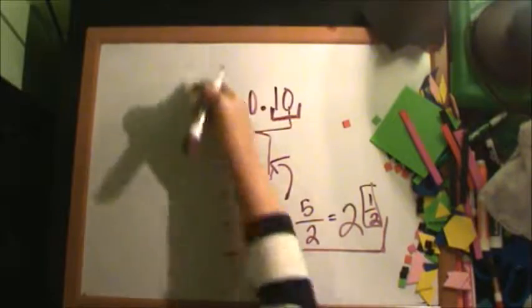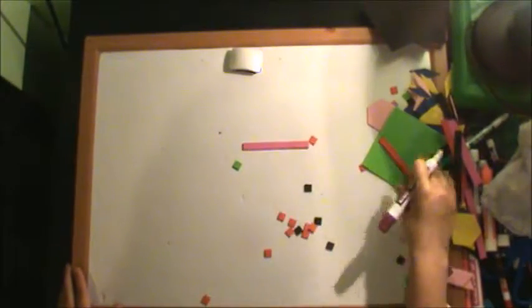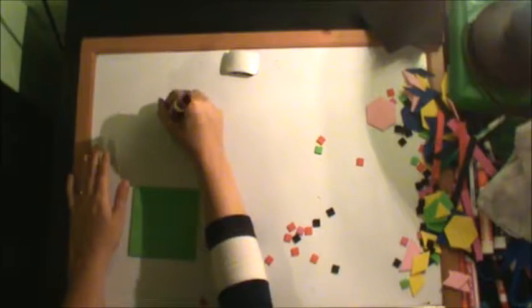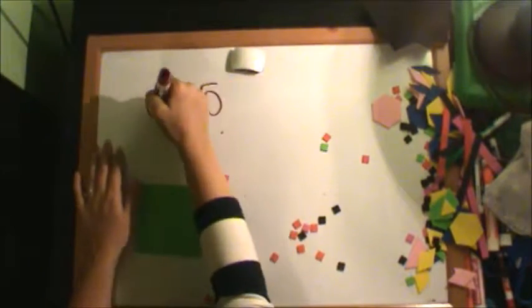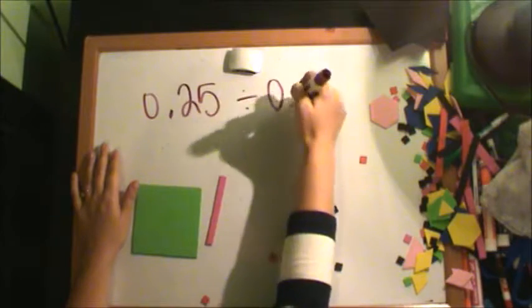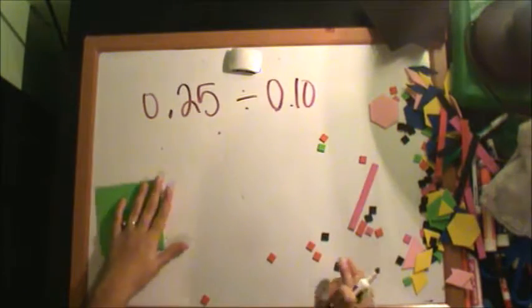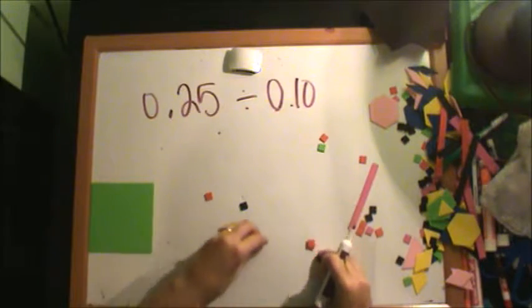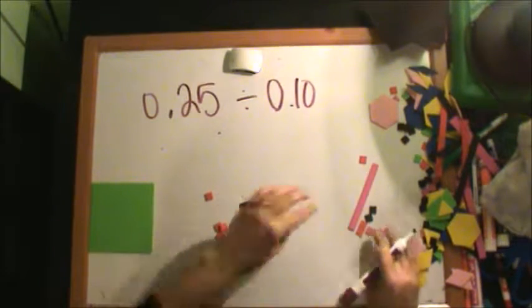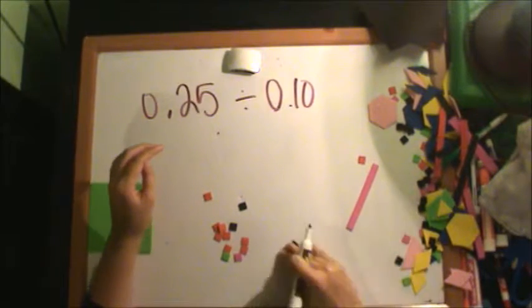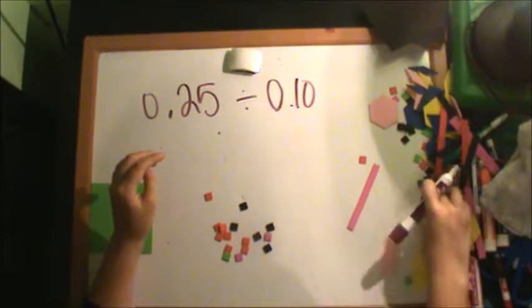Okay, so for manipulatives with dividing decimals, you can use, again, these place value pieces. This is going to be my 100th, this is a 10th, and this would be a whole. So let's say we're given that same problem. So we have 25 hundredths, 2, 4, 6, 8, 10, 12, 14, 16.